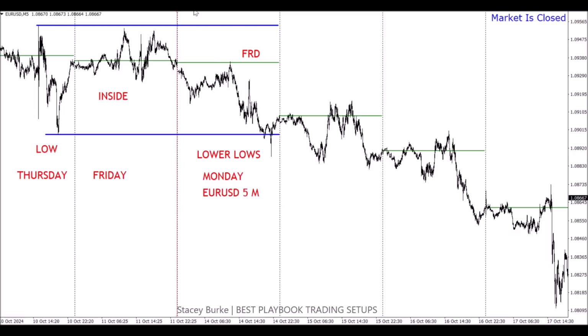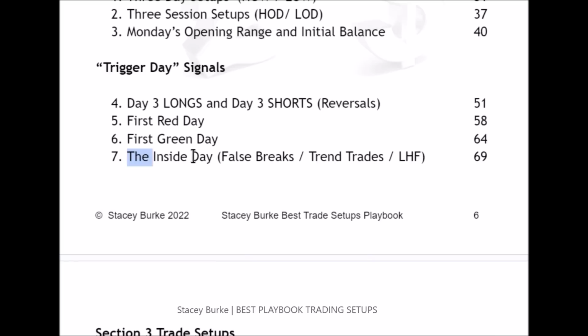We had an inside day on Friday. We have inside bar traders now in the market triggered. This is not a false break. A false break reverses and goes towards the other side. We now potentially can be in a market that is offering us a trend trade continuation in the session that we're trading. The inside day false break or trend trade opportunities, page 69 in the playbook.